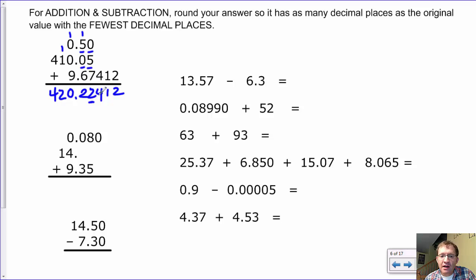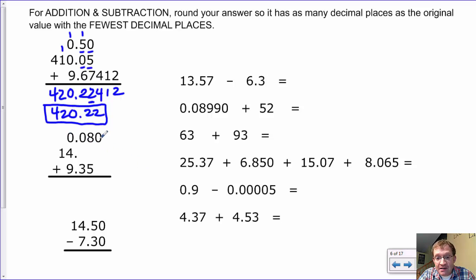A 4 and down rounds this down, or keeps it as a 2. A 5, 6, 7, 8, 9 would round it up to a 3. So we don't have to round this one up. Our final answer would be 420.22. That would be your finished answer for that particular addition problem. Okay. So looking for the fewest significant figures that are in any of the numbers you start with will give you how to round your final answer.